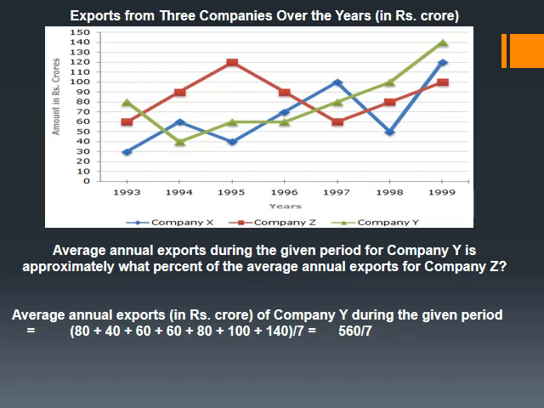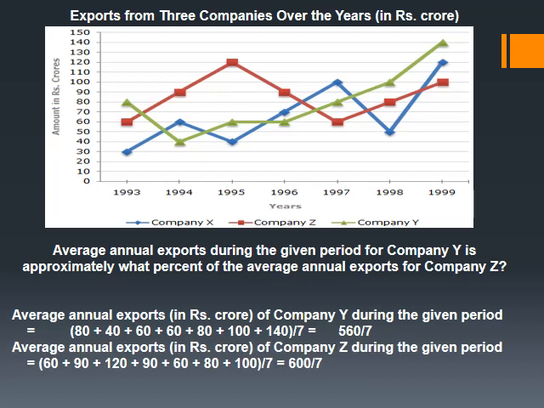So for the average annual exports of company Y, which is given in green color, you add all these numbers. Look at the chart: 80, then 40, then 60, 60, 80, 100 and 140. Get these numbers from the chart and divide by 7. Similarly, look at the chart for Z. Company Z is represented by the red line. So 93 it made 60, 94 it made 90, 95 the number is 120. From the chart you can get it. Add all these numbers and divide by 7, that will be 600 by 7.